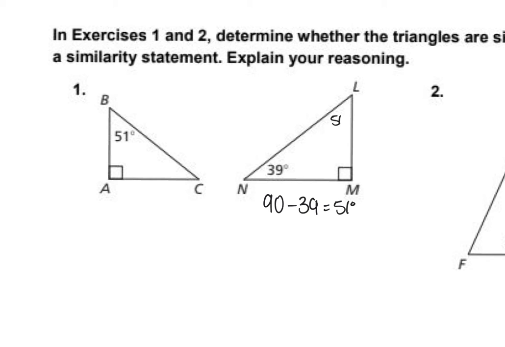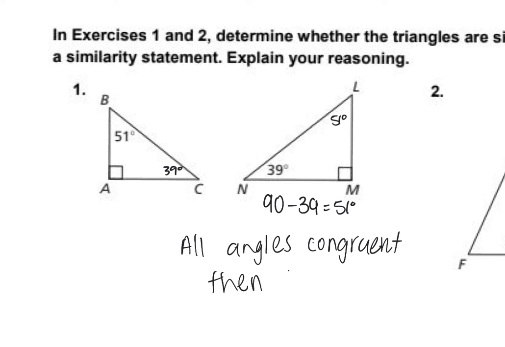Good. So this one has to be 51 degrees. This one has to be 39 degrees if you use the fact that triangles have 180 degrees to deal with. And since all of the angles are congruent, all angles congruent, then the triangles are similar.